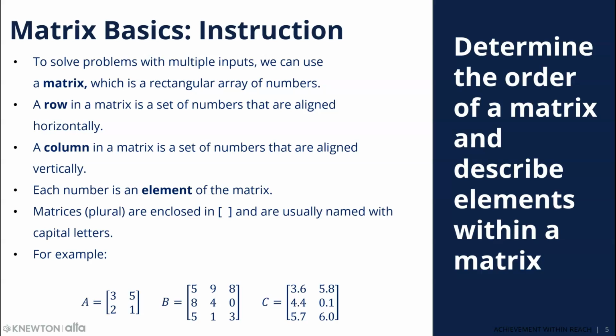To solve problems with multiple inputs, we can use a matrix, which is a rectangular array of numbers, like what you see here. These are the rows of a matrix. These are the set of numbers that are aligned horizontally. And then the columns are the numbers here. This is the set of numbers that are aligned vertically. Now, each number in a matrix is called an element of a matrix. So each of the numbers here is an element of a matrix.